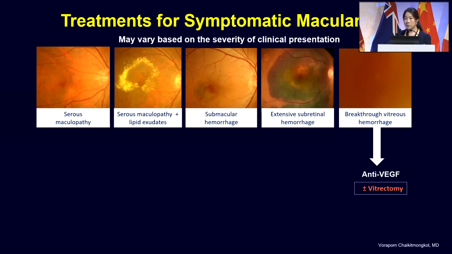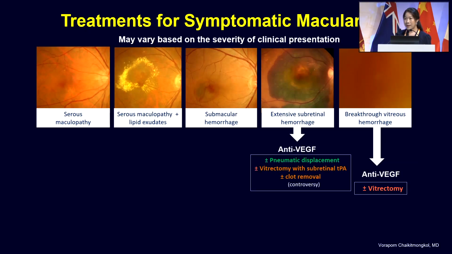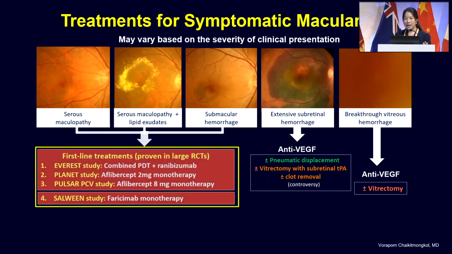If the patient presents with breakthrough vitreous hemorrhage, you can give anti-VEGF injections and may end up with vitrectomy. If your patient presents with massive subretinal hemorrhage, you can give anti-VEGF injection, perhaps perform pneumatic displacement. Some surgeons might consider vitrectomy with subretinal TPA injection, but this option is still controversial. If your patient presents with leakage with minimal hemorrhage, we have several options proven in large RCTs, including combination treatment between anti-VEGF and PDT, and several options of anti-VEGF monotherapy.